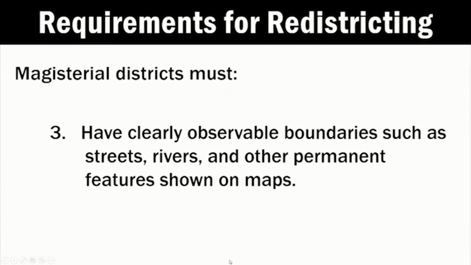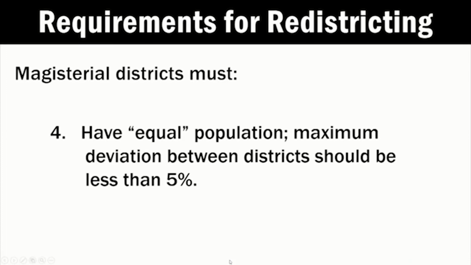The boundaries of the magisterial districts have to have clearly observable boundaries: rivers, streets, permanent features shown on specific maps. There are specific maps that under state law we are allowed to use to determine these boundaries.